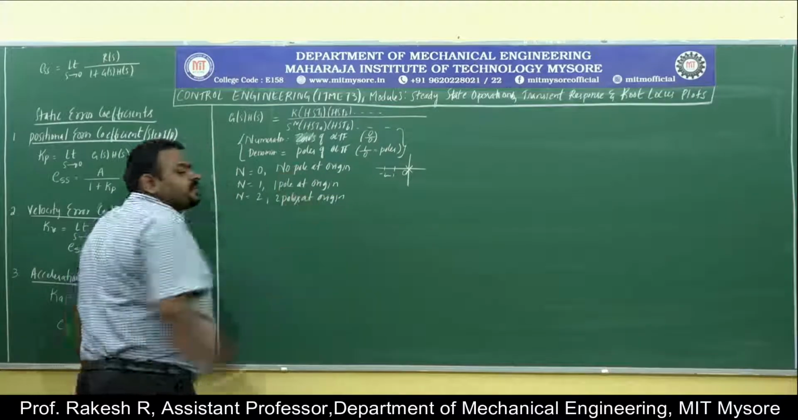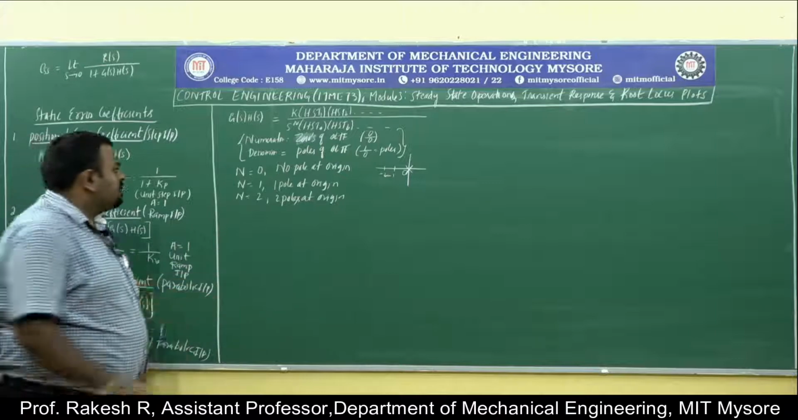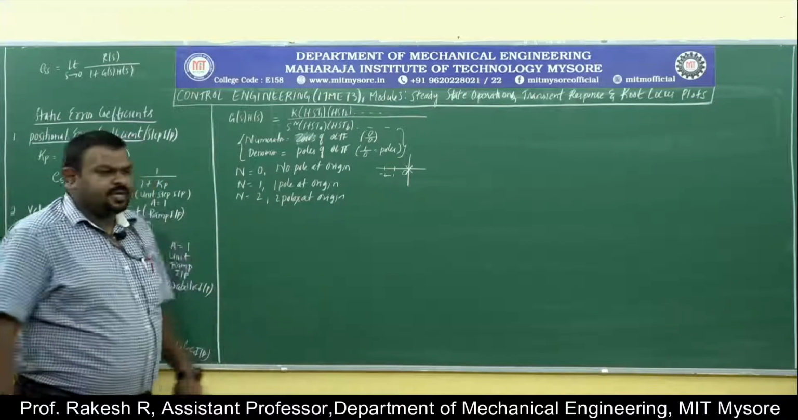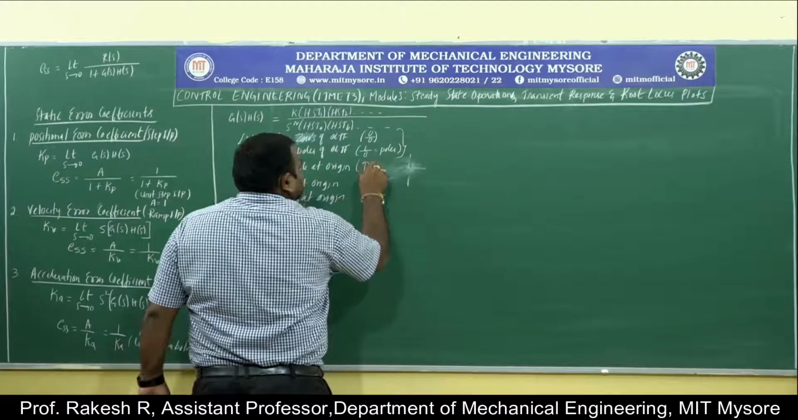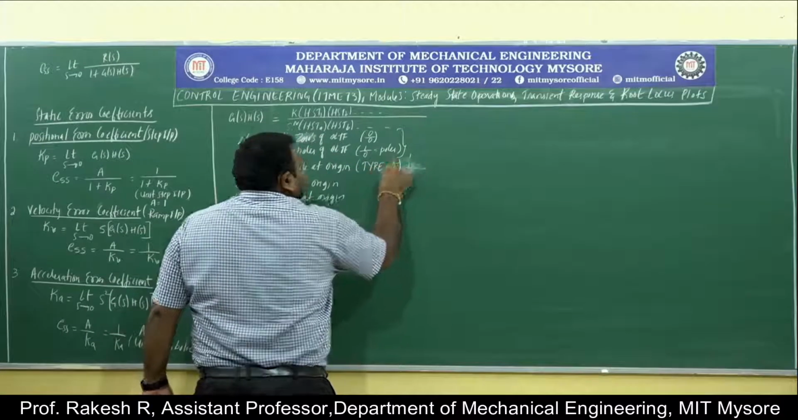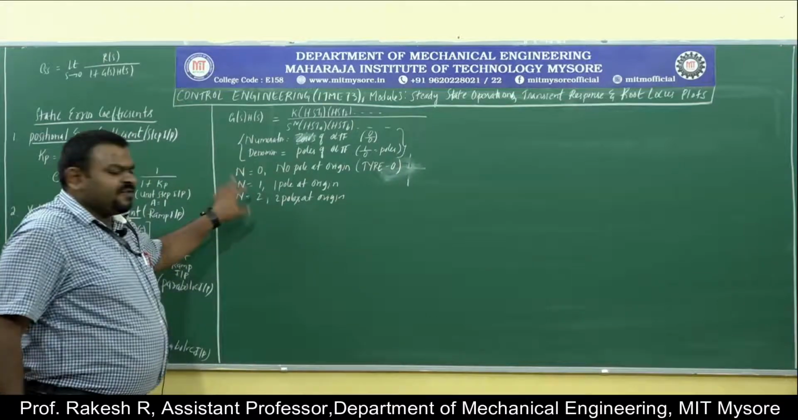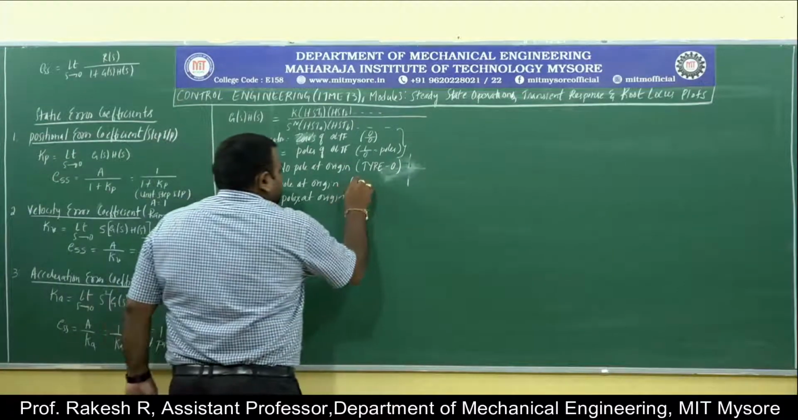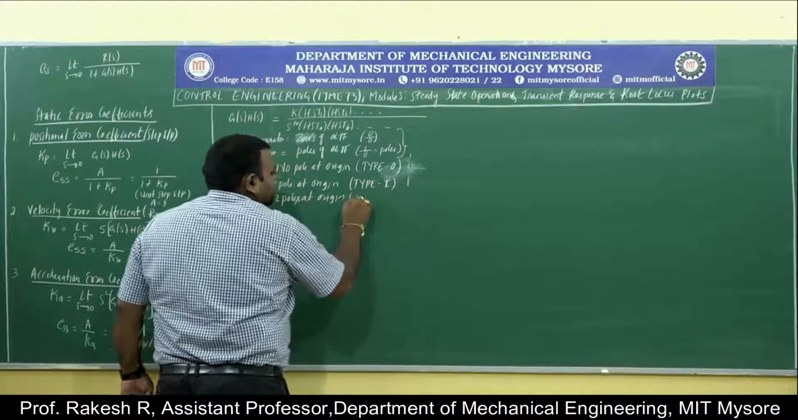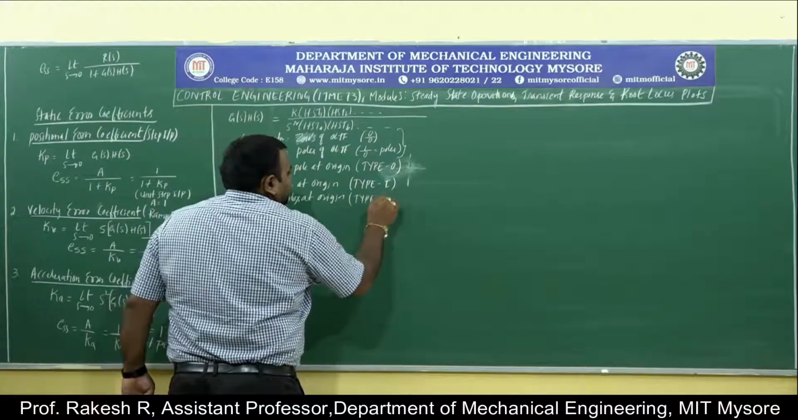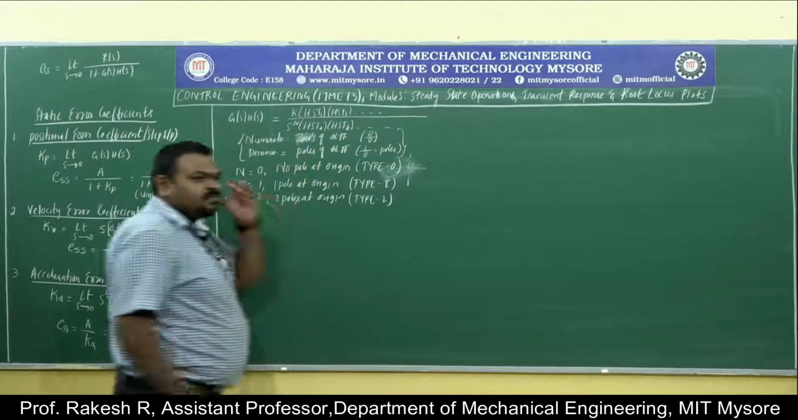Two poles at origin, plural. Whenever n is equal to 0, these systems are called type 0 systems. If n is equal to 1, it is called a type 1 system. If n is equal to 2, it is called a type 2 system.